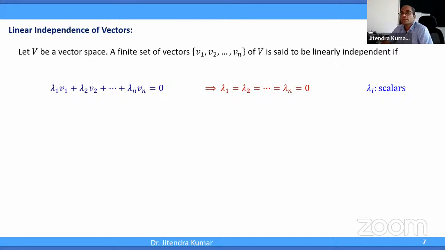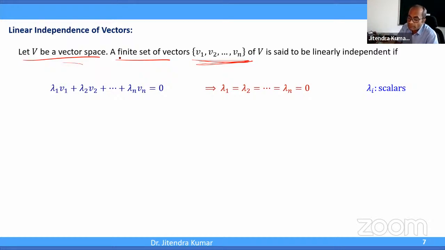All right, linear independence of vectors. Let V be a vector space and consider a finite set of vectors. By the way, we are considering vector spaces of finite dimension, and I will talk about what the dimension of a vector space is. That means we need to wait just for one more slide.